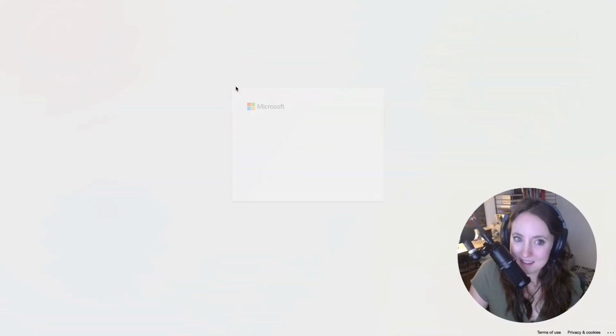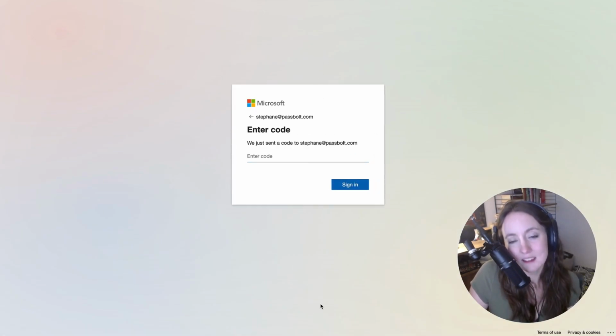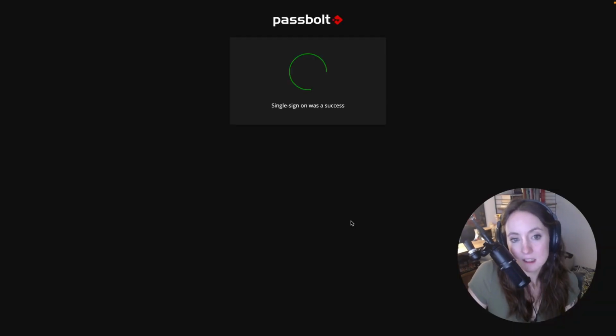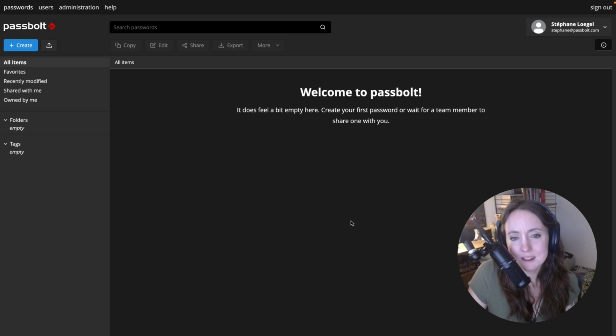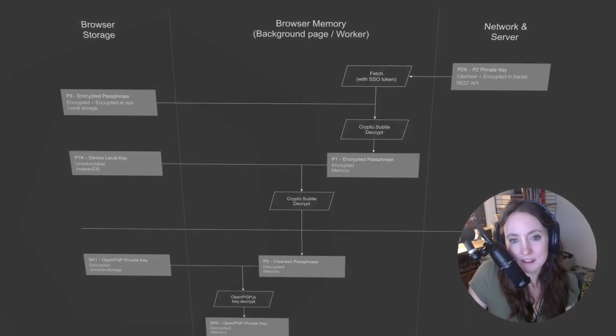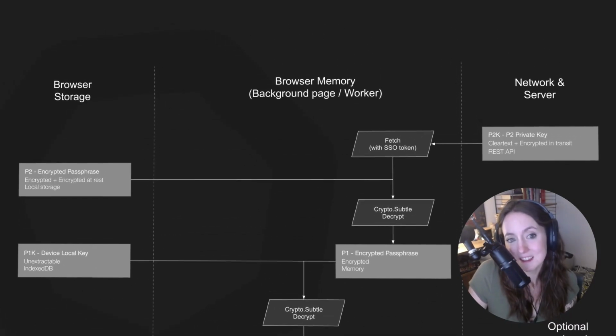So what is SSO? SSO is an authentication method that allows users to access multiple applications and services with a single set of credentials. But how does it work with Passbolt? Passbolt uses authentication providers such as Azure AD on top of the existing challenge-based authentication.